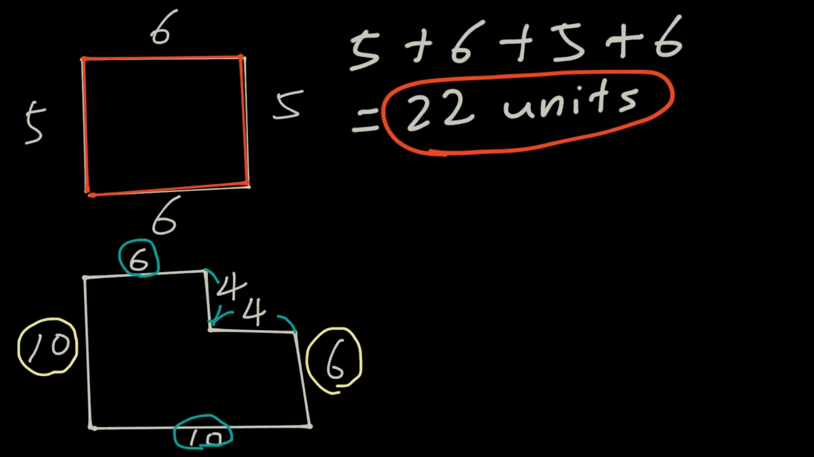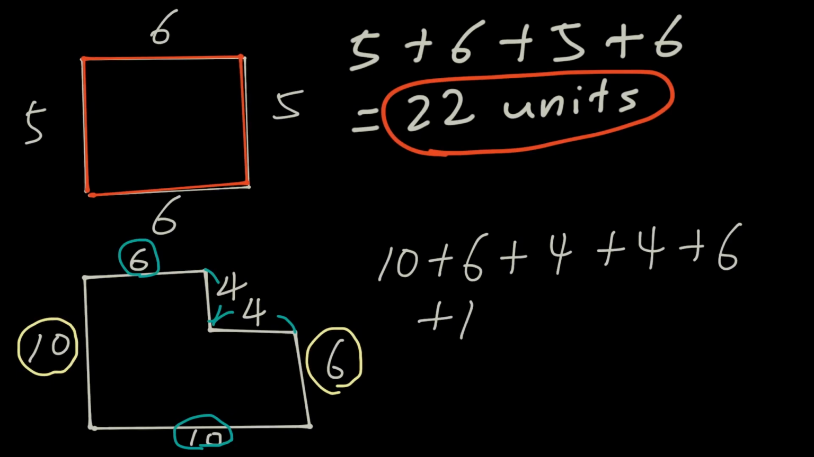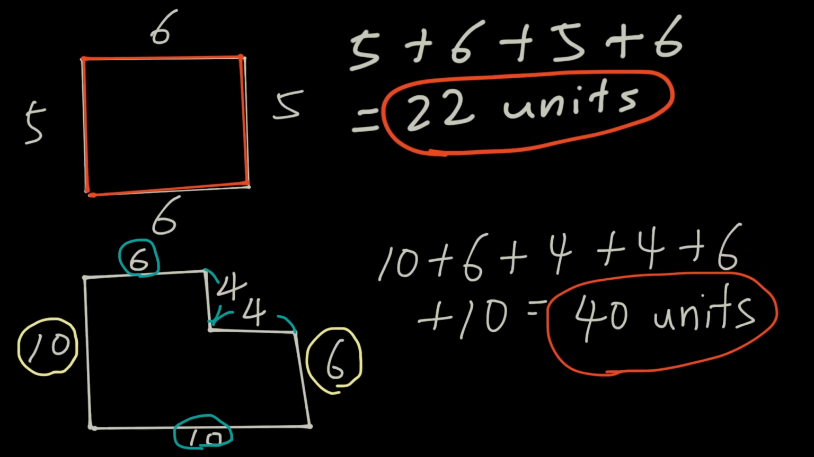So what we can do then is add them up. So we would take 10 plus 6 plus 4 plus 4 plus 6 plus 10. And that would equal out to 40 units. So a lot of the perimeter questions is gonna be a figure with missing lengths of the sides. So what you want to figure out first are all the lengths before you add them together and get the perimeter.